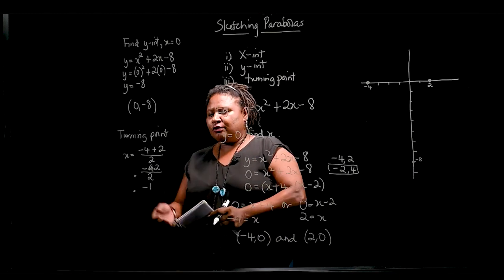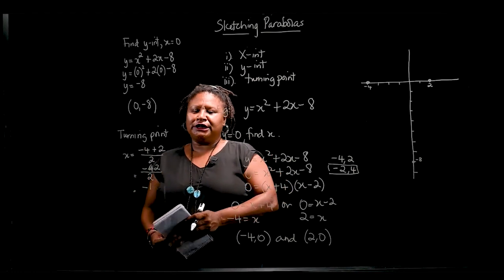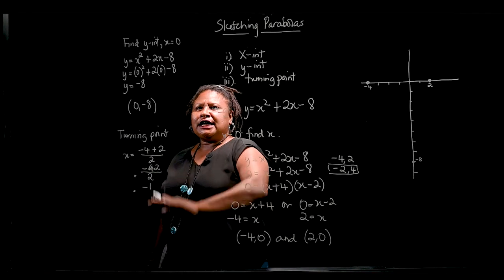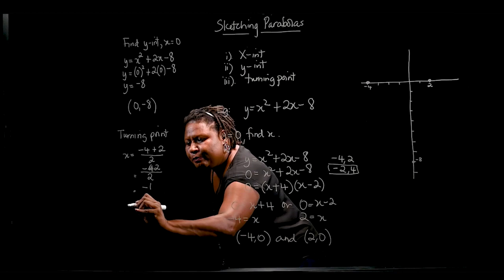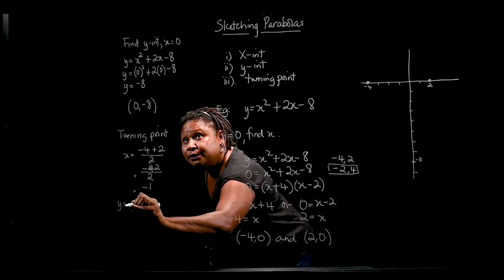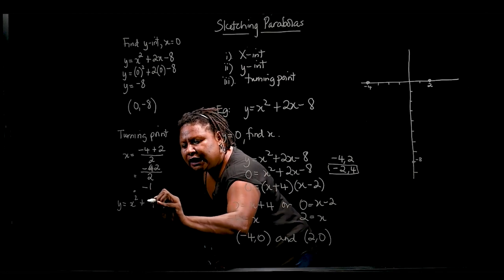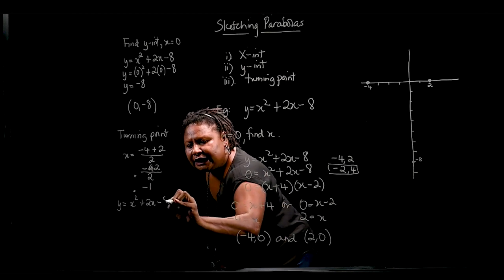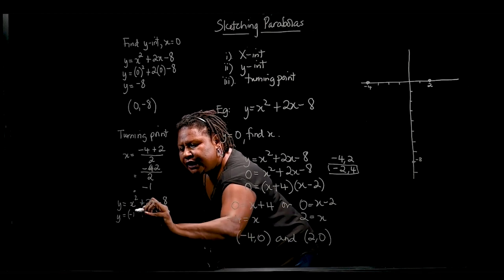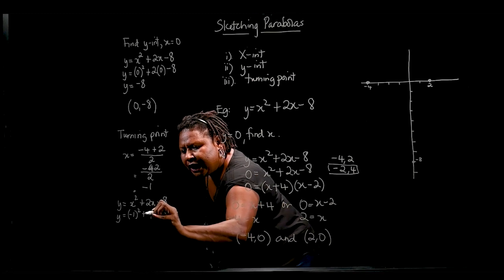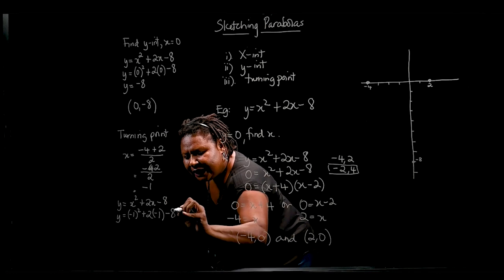Okay, now we are not going to stop there. We need to find the y value of the turning point. So get negative 1, substitute it into your equation so we can find the coordinates. Okay, so y equal to x squared plus 2x minus 8. All right, y is equal to negative 1 squared plus 2 times negative 1 minus 8.